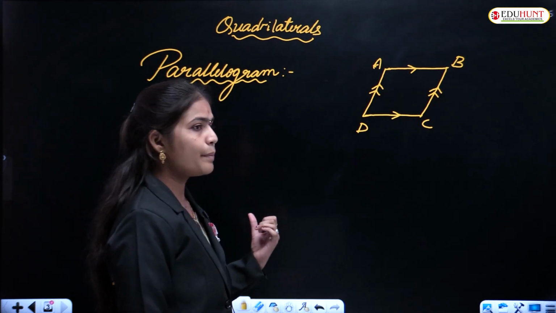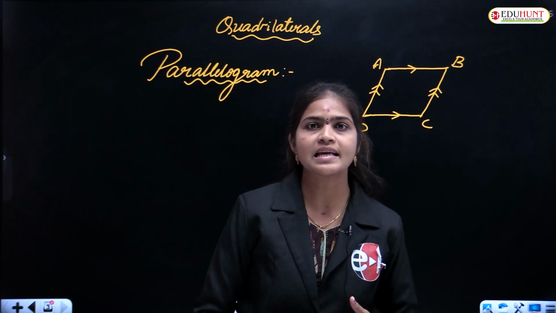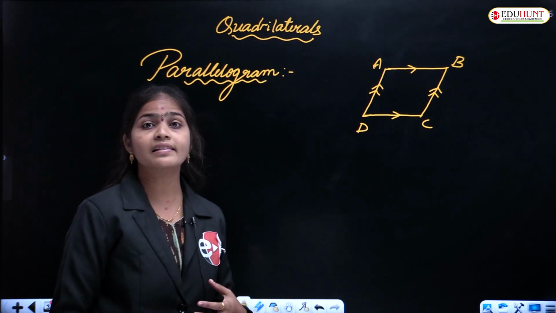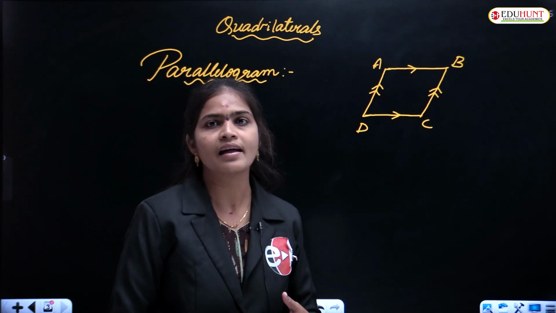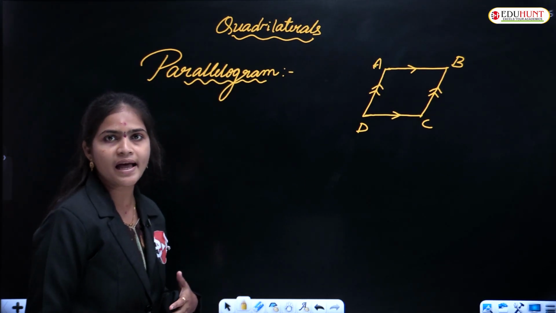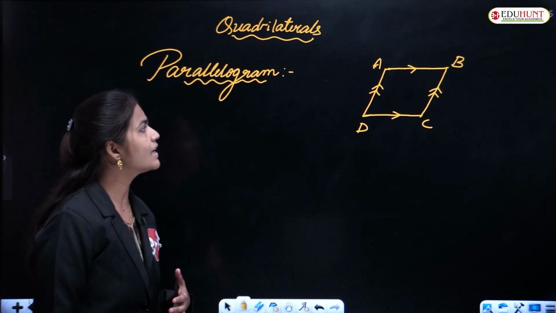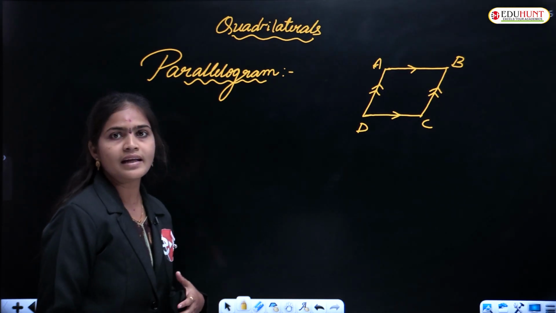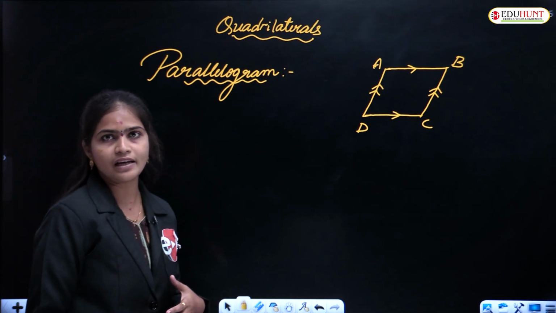Okay, so trapezium means only one pair of opposite sides are parallel, we said. So here, when two pairs of opposite sides are parallel, then we will call that quadrilateral a parallelogram. So what is the name of the parallelogram we have written here? That is ABCD. ABCD is a parallelogram.